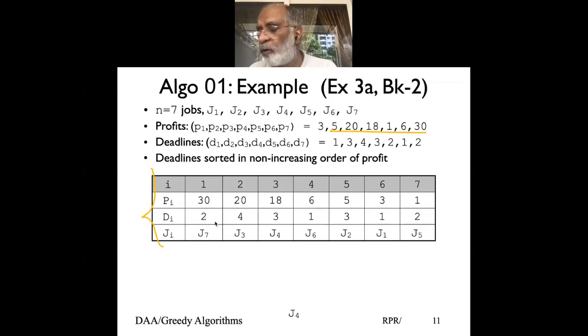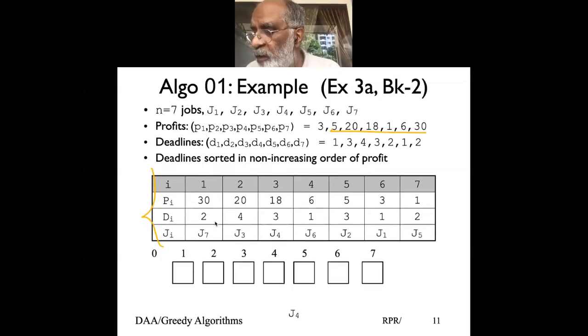Now I look at how I go about scheduling the jobs. What do you look at? The maximum deadline is 4, which means I am not really going to use any of the other slots, because no jobs can be done in them. So they would remain empty.